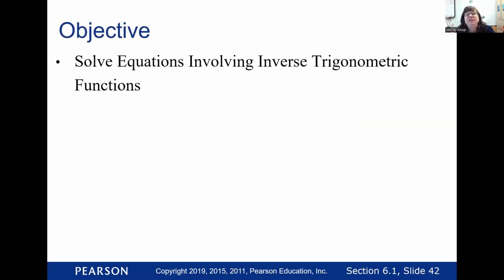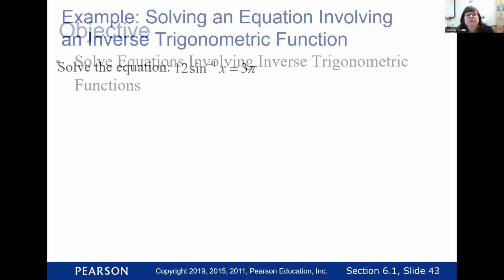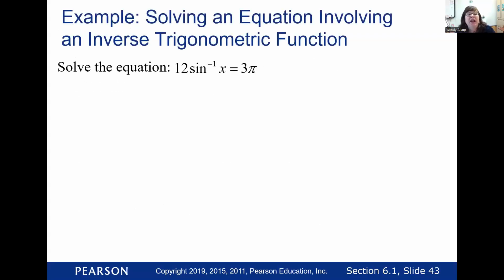Solve equations involving inverse trigonometric functions. All right, we've got 12 inverse sine x equals 3 pi. Well, what angle are we looking for? All right, let's just solve it. Divide both sides by 12. So we are looking for the inverse sine of x equals pi over 4.